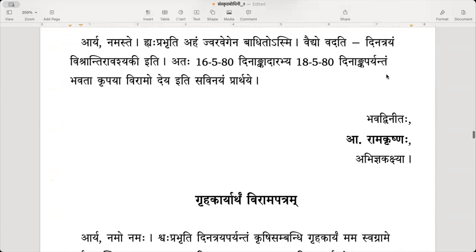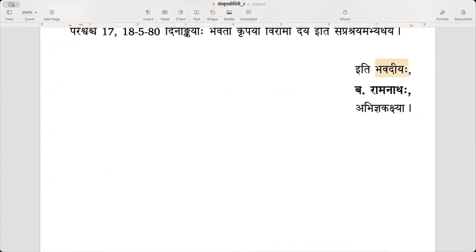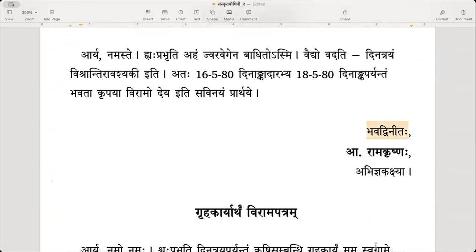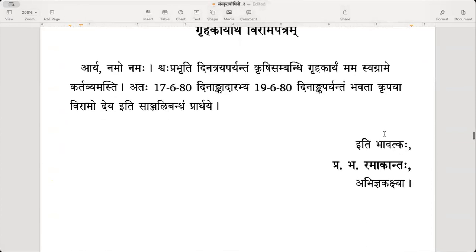So this is, if you look at this one, bhavadiyaha. Another type is bhavadvinitaha, yours humbly. And then here again, bhavatkaha, yours, one who belongs to you. Bhavat kaha eva arti asti tarhi, yours truly.